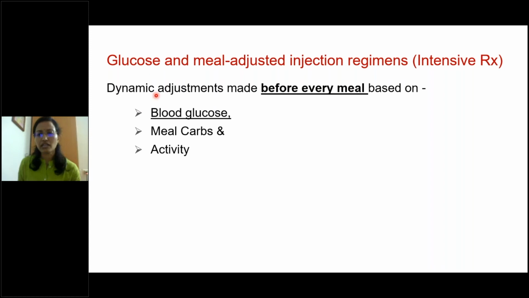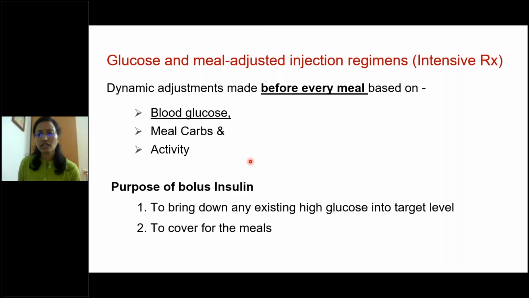So what is it? Basically, we do dynamic adjustments of insulin dose before every meal based on blood glucose and, if possible, meal carbs and activity. Based on blood glucose, we have to do it on every child, and if possible, meal carb adjustment also. The purpose of the bolus that you give before a meal is to bring existing high glucose down to target level, and also cover the meal that the child is going to eat.